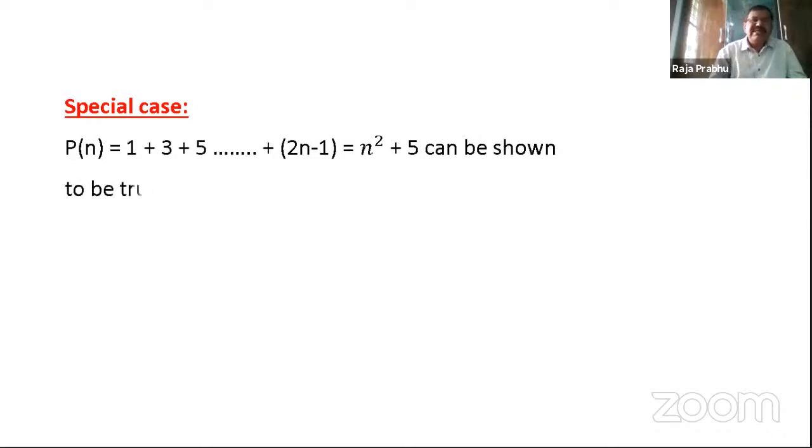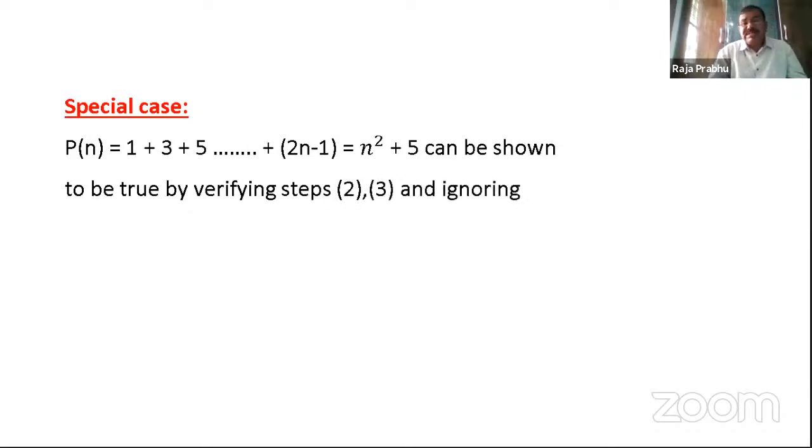Let us see one simple problem once again. Here, children, almost the same problem as the previous one I gave you just now. P of n, that is equal to 1 plus 3 plus 5 and so on up to 2n minus 1, which is equal to, given as, n square plus 5. Actually it is up to n square only in the previous problem. Now here something is added.